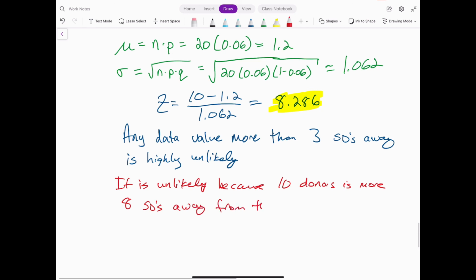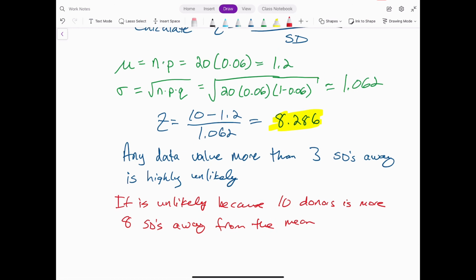Okay? All right, so you may come across some questions like that where they're looking for an explanation. That's the explanation. Get the z-score. That'll tell you how many standard deviations you're away from the mean.